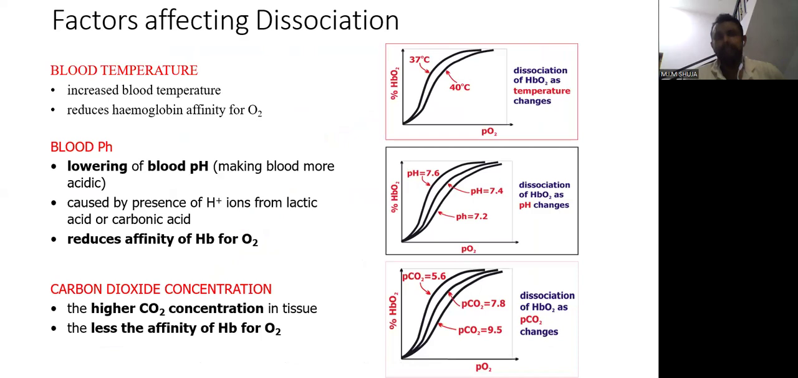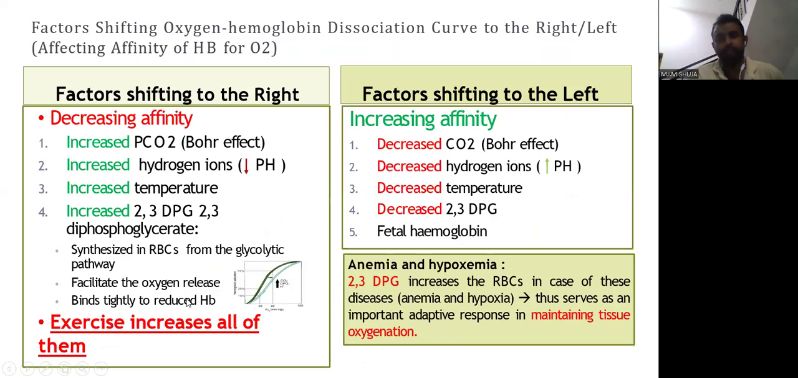Again, factors affecting dissociation. I have given you examples individually. What will happen to blood temperature, blood pH, carbon dioxide concentration? Again, a nice summary. Just go through this.